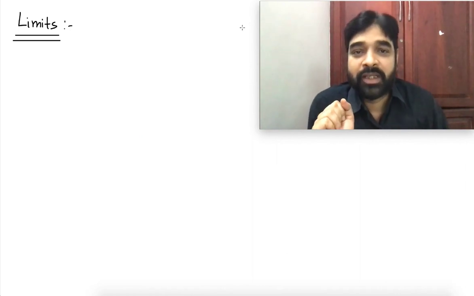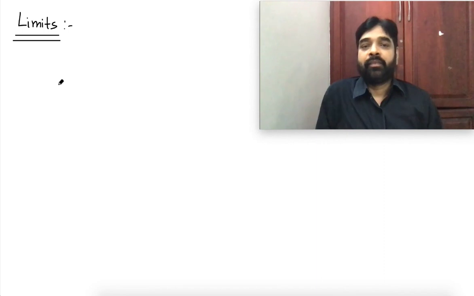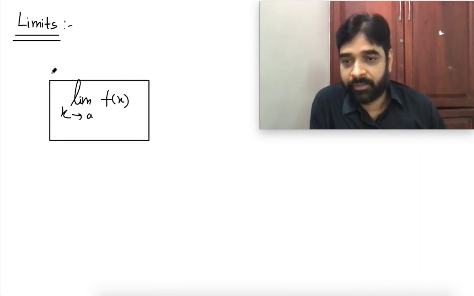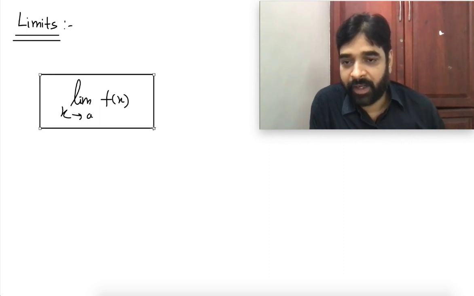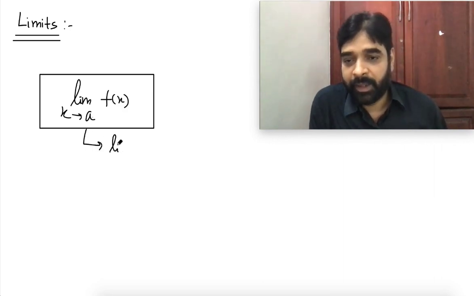Now let me show you what exactly it means and how to link it with this. This is the way of writing any limit. This is A, some number A. This we pronounce as limit x approaches A.